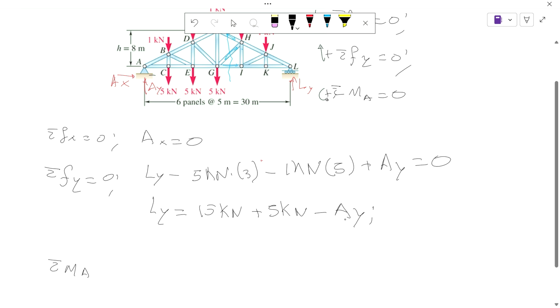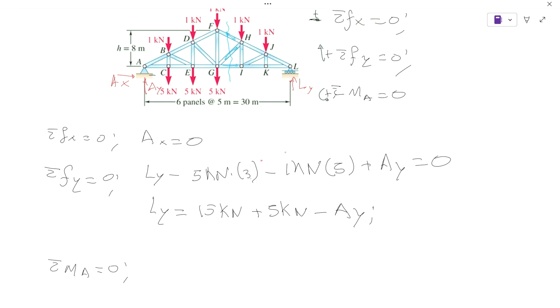And we're going to do it around A, so we cancel A, equals 0. In this case, each element is 5 meters, and the height is 8 meters. Therefore, there's no moment, so we start from 0. Let's do Ly first. Ly is going to be counterclockwise, so it's positive. Ly times 30. And everything else is going to be clockwise, I'm sorry, so it's going to be negative. So we have minus. This is going to be a pretty long equation.